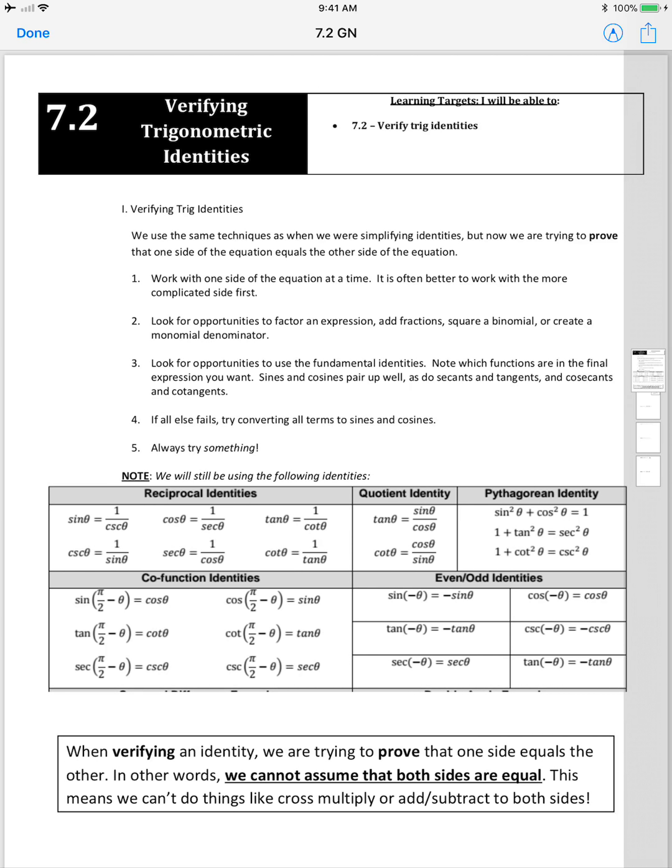All right, we're back, section 7.2. This, I promised, would build on section 7.1. 7.1 was exposing you to the fundamental trig identities and how to manipulate with them. 7.2 is verifying trig identities. So in these problems, these are basically like mini proofs.